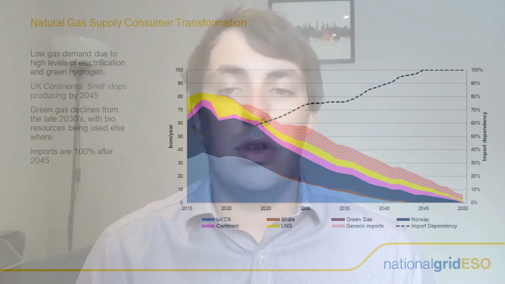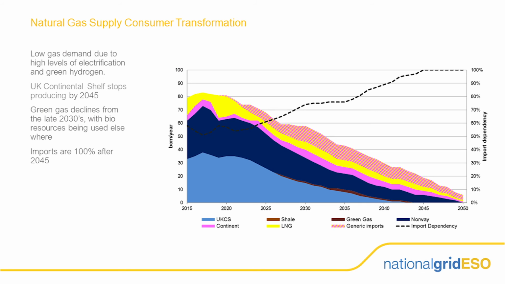I'm going to go through the natural gas supply charts for each of the scenarios, starting with consumer transformation. I'm going to focus on the key points of each of these scenarios, as there's a lot of information on these charts. If you want to go through these in more detail, they are available in the data workbook as well as the document itself. Moving on to the chart.